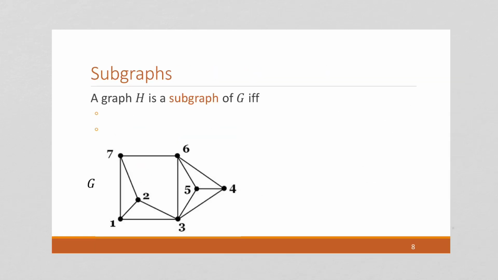And the last term that I want to talk about in this video is something called a subgraph. We say H is a subgraph of G if and only if the vertices of H are a subset of the vertices of G, and the edges of H are a subset of the edges of G, where the endpoints are the same.